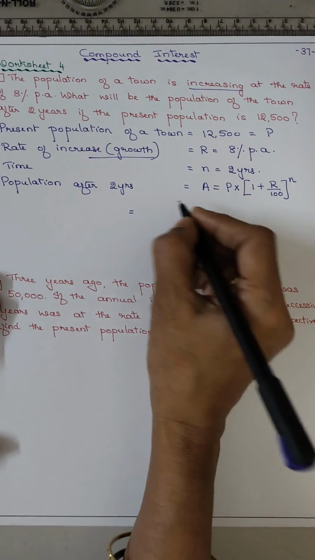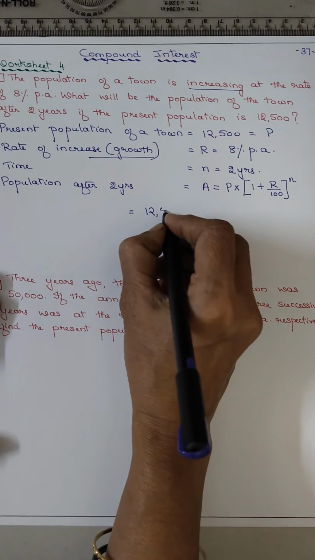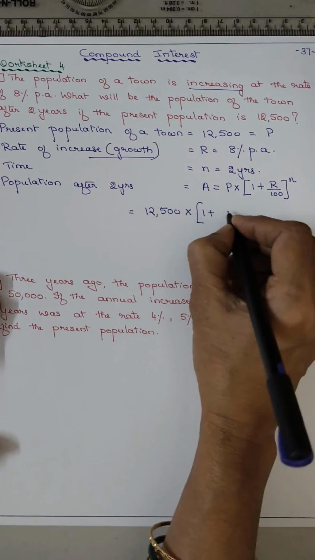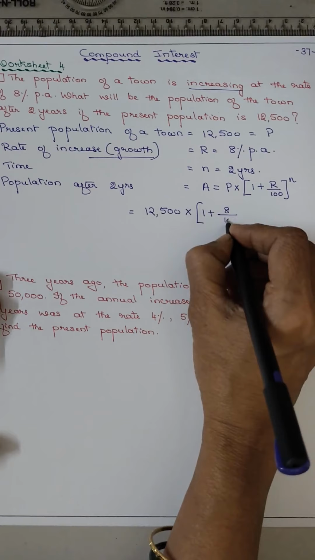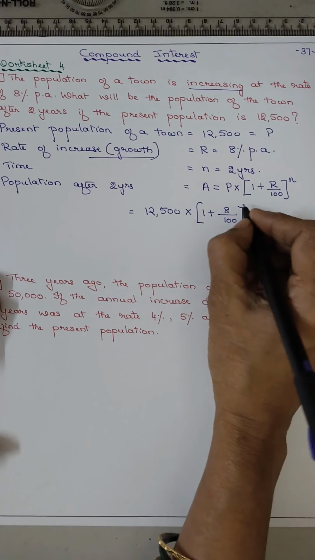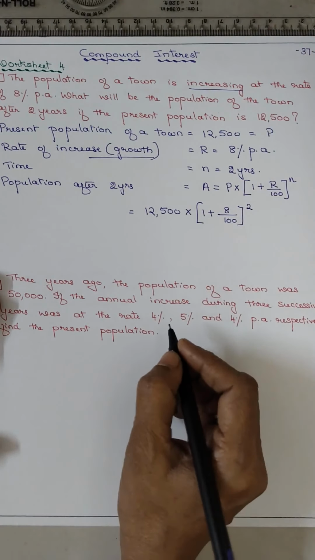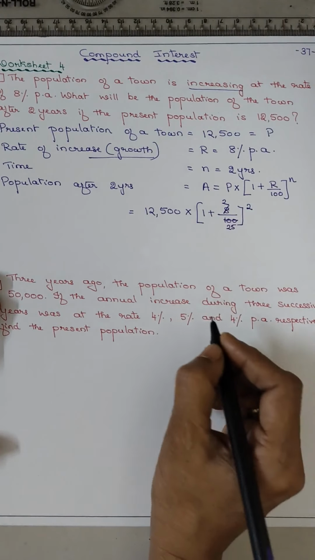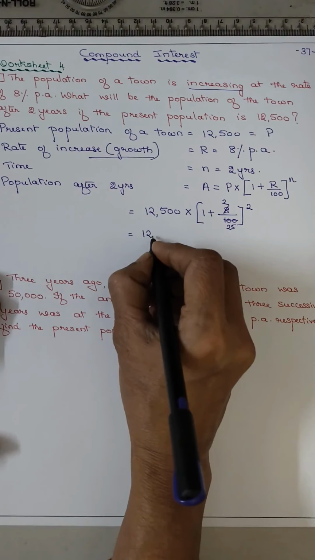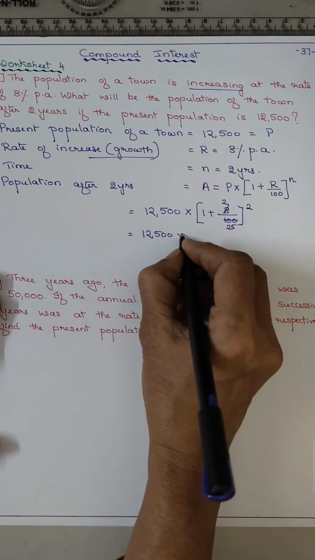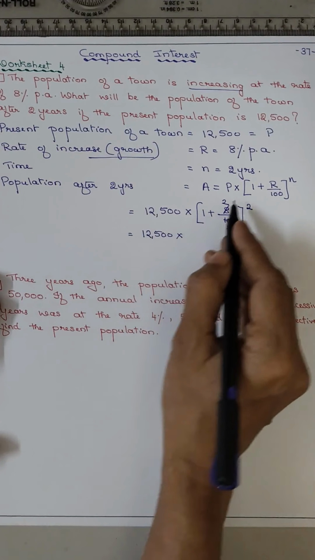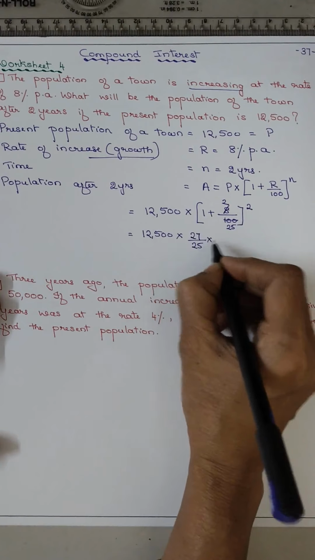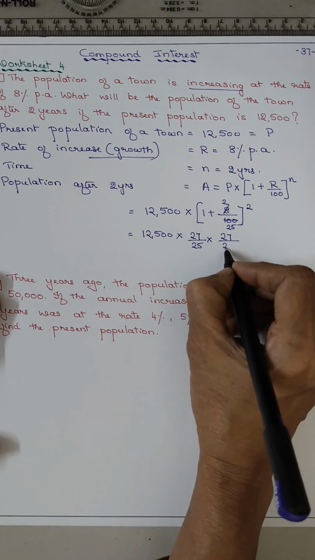Now P is 12,500 into 1 plus 8 upon 100 the whole raised to time is 2. Now 4 2s are 8, 4 25s are 100, that becomes 12,500 into, this is 25 plus 2, 27 upon 25, 27 upon 25.